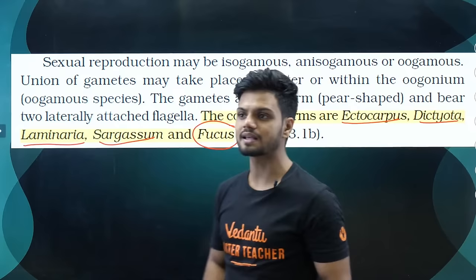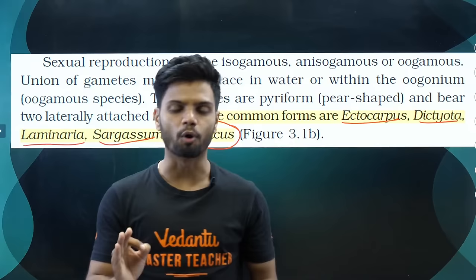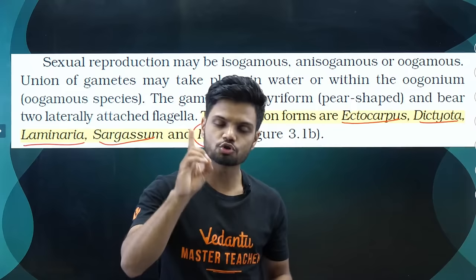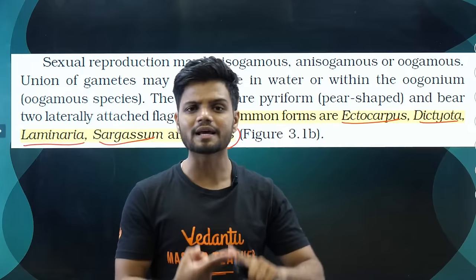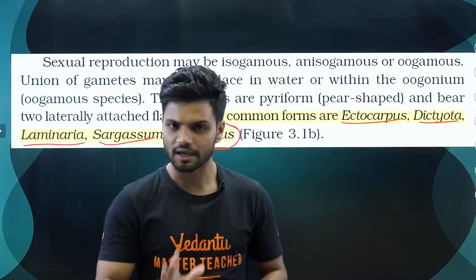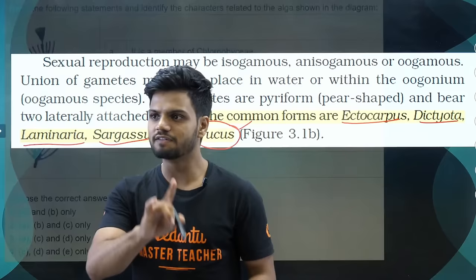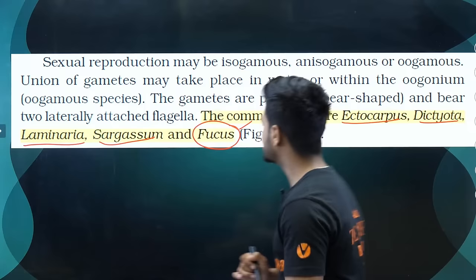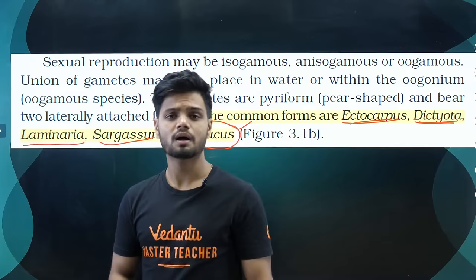Now students, that's why examples are very important. If you really want to score marks, examples are the key. You should remember all the examples of your red algae, green algae, and brown algae. Examples will fetch you marks in biology. Fucus is also an example of your brown algae. Will you remember this? Ectocarpus, Dictyota, Laminaria, Sargassum, as well as Fucus are the examples of your brown algae.